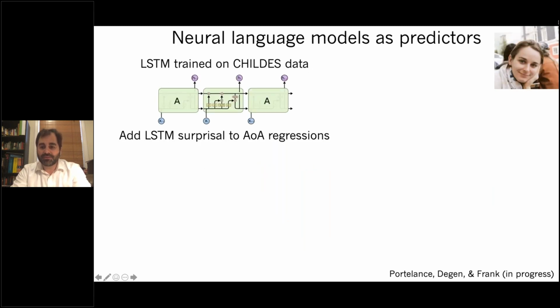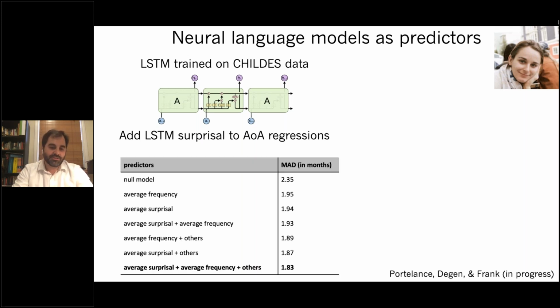The last study I want to mention is a very new project led by Eva Portelance, who's a student in linguistics here. She's using neural language models as predictors, so trying to get beyond the reliance on pure frequency and mean length of utterance to use an LSTM trained on child-directed data to predict age of acquisition. So she's using surprisal in that LSTM model, that is, the relative unpredictability of individual words, to see if she can capture something about the syntactic structure or predictability structure of the language input that would help predict acquisition.